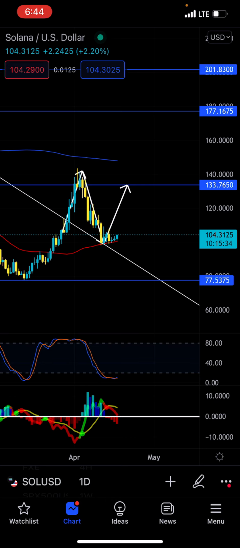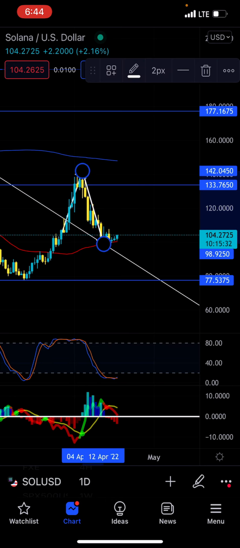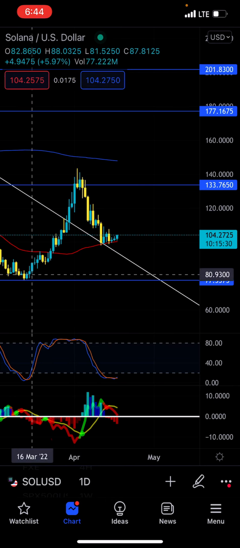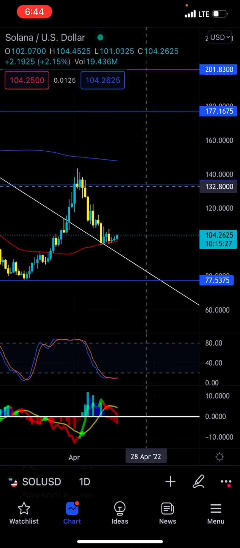But really, it's a very basic pattern that's happening with Solana right now. And like I said, usually what happens on this break of trend is you come back, you retest, and then you shoot to the upside.